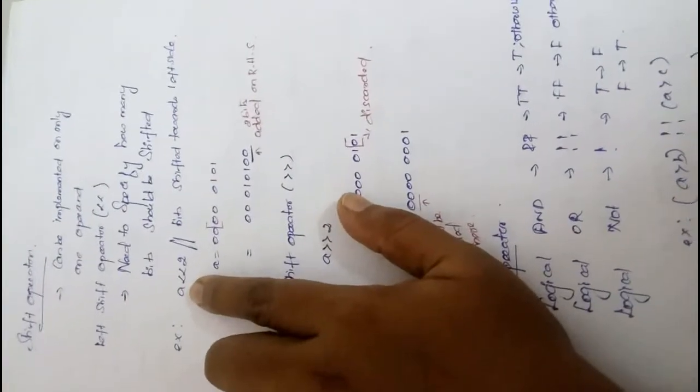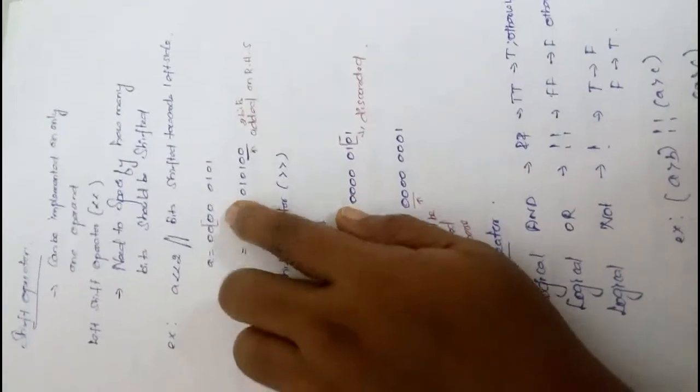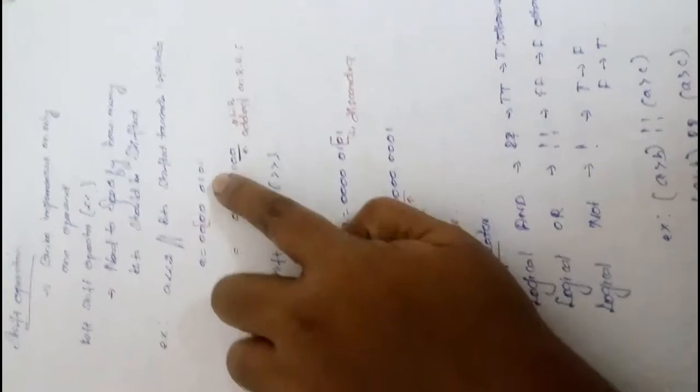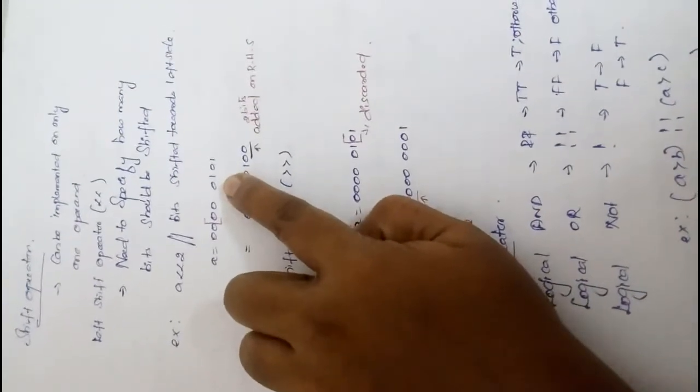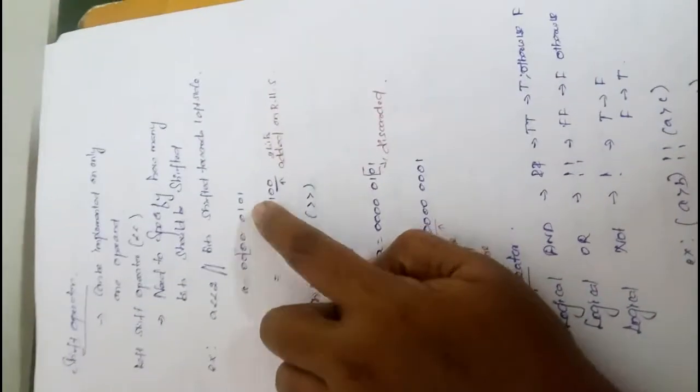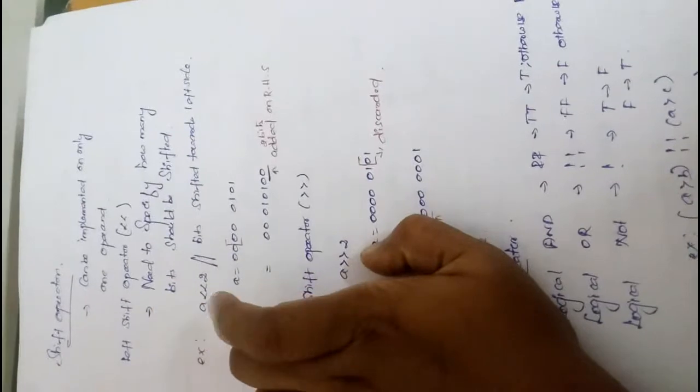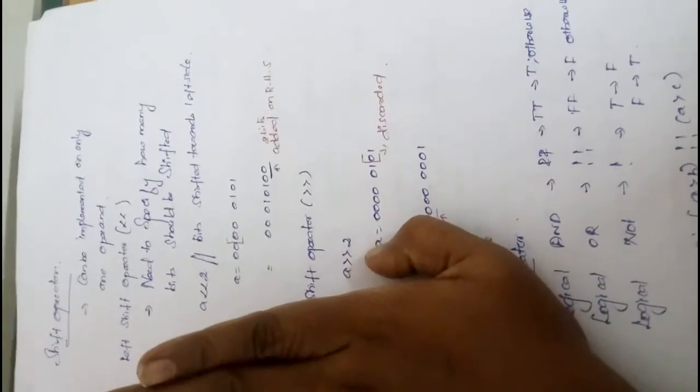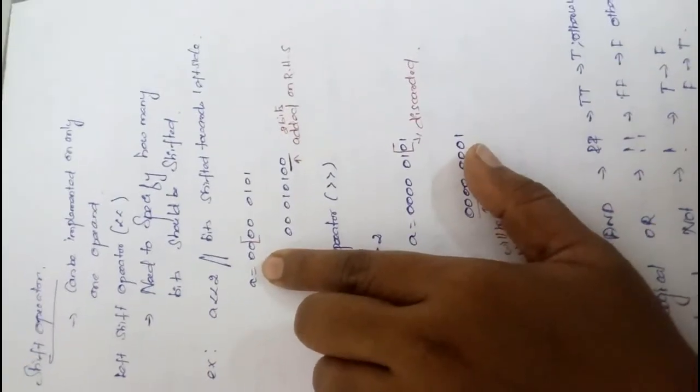So A equal to 00000101. This is the binary number for the variable A of value 5, right? So A left shift 2 means we have to shift 2 bits towards the left side. That is, towards the left side we have to shift the 2 bits, right?